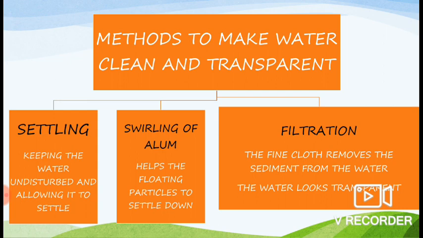Now, we'll conclude that we have seen 3 methods to make water clean and transparent. First one was settling, that is keeping the water undisturbed and allowing it to settle. Second one was swirling of alum, which helps the floating particles to settle down. And third one we just now saw, that is filtration. Fine cloth removes the sediment from the water. The water looks clean and transparent.